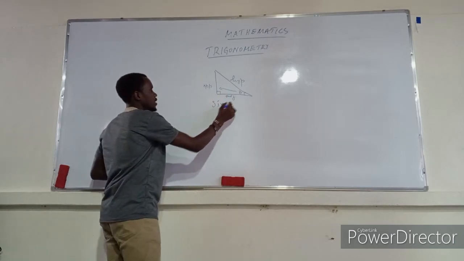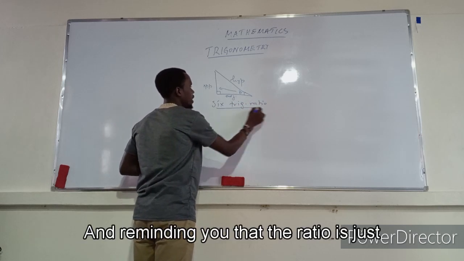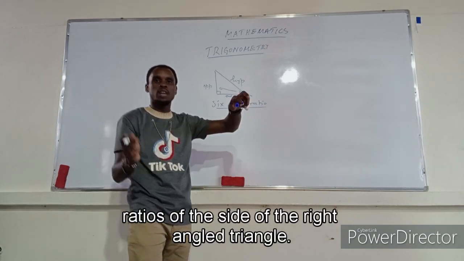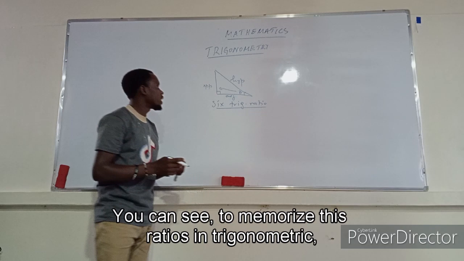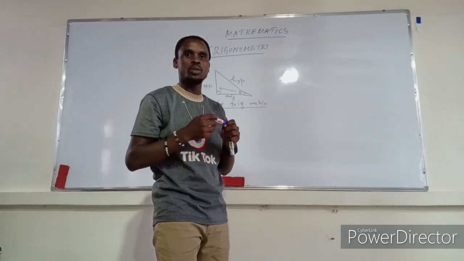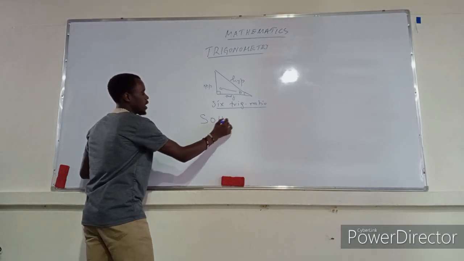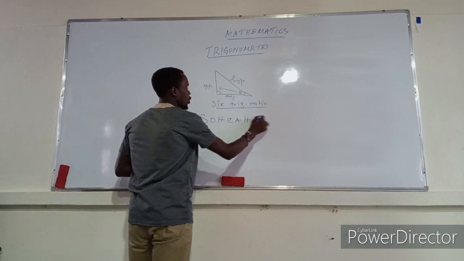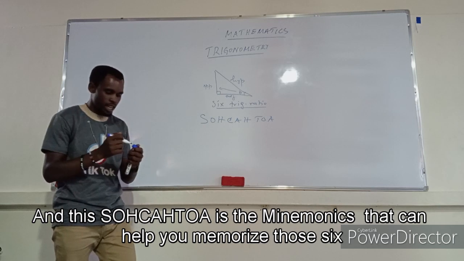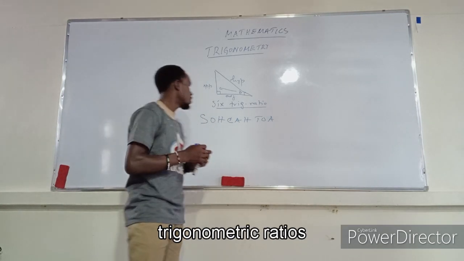These are the 6 trigonometric ratios. And reminding you that a ratio is just a ratio of the sides of a right-angled triangle. To memorize these ratios in trigonometry, there is a mnemonic called SOHCAHTOA. And this SOHCAHTOA is a mnemonic that can help you to memorize those trigonometric ratios.